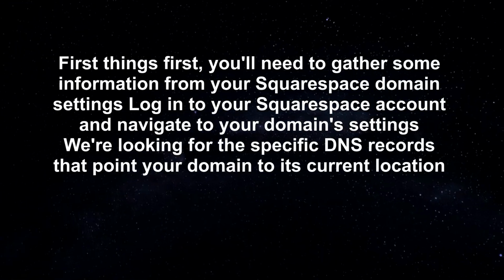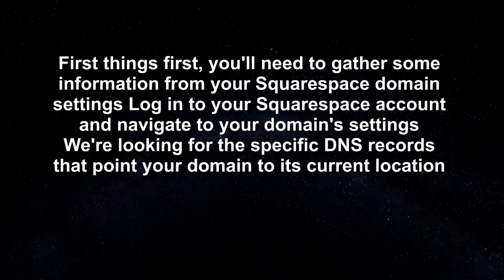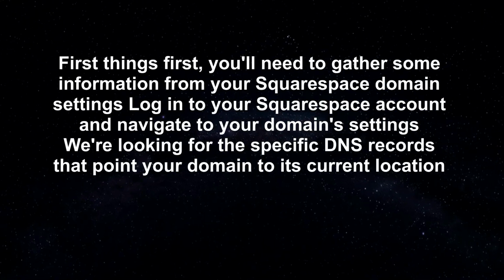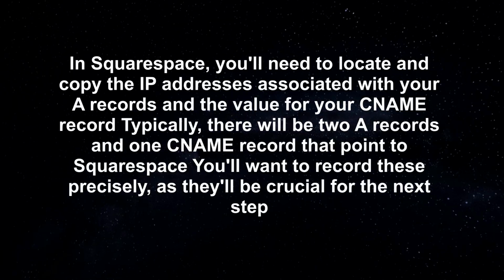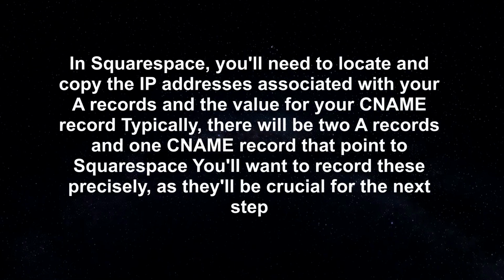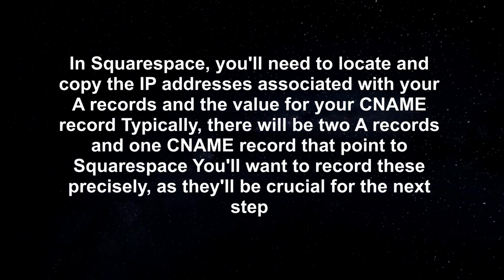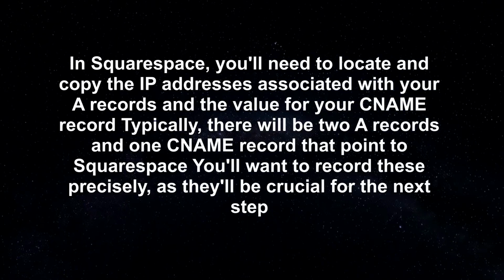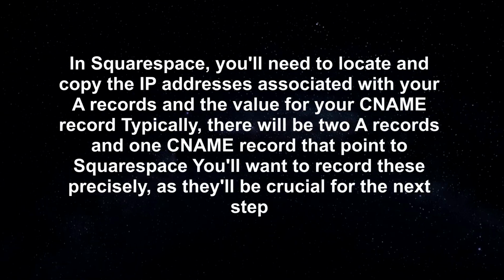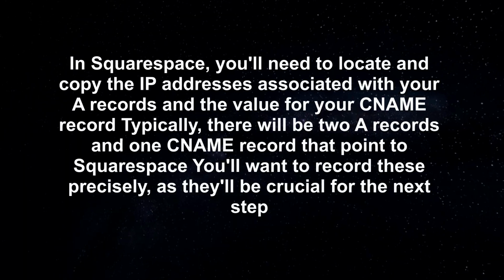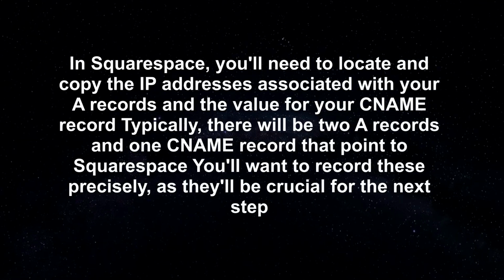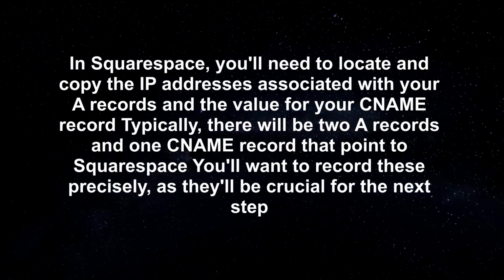We're looking for the specific DNS records that point your domain to its current location. In Squarespace, you'll need to locate and copy the IP addresses associated with your A records and the value for your CNAME record. Typically, there will be 2 A records and 1 CNAME record that point to Squarespace. You'll want to record these precisely, as they'll be crucial for the next step.